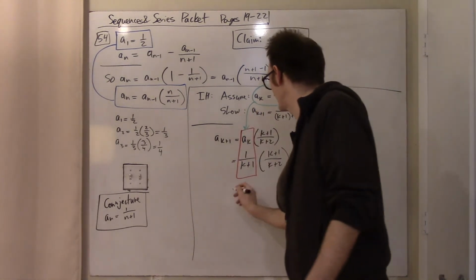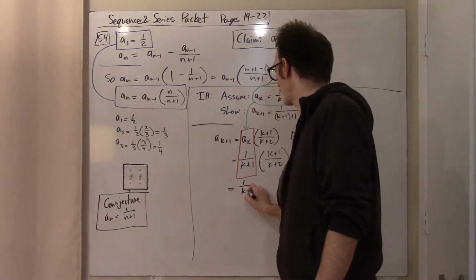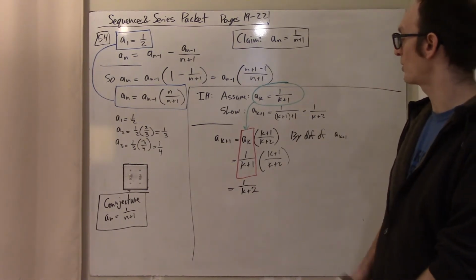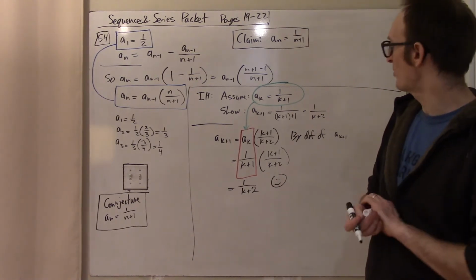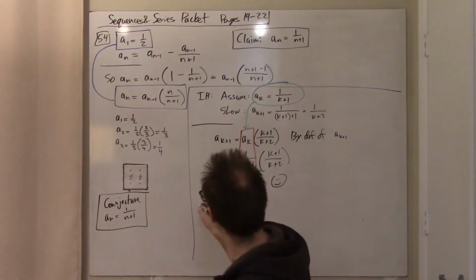Okay, well, look, now we're just done, right? Because multiply these through, and what do you get? You get 1 over k plus 2, and that was exactly what we were trying to show. And so this whole thing is just over now. So sort of blink and you miss it. Okay, and let's just wrap it up.